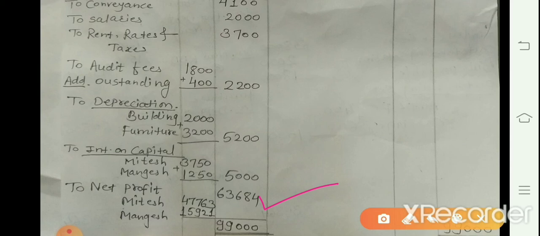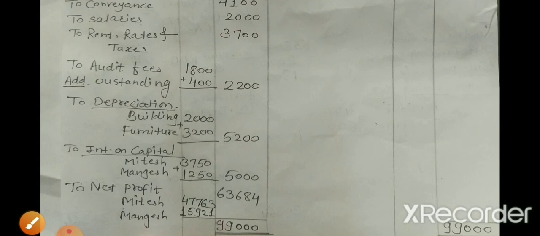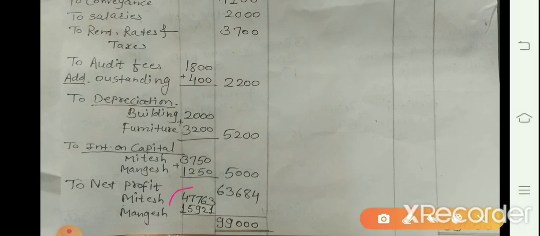We will distribute this net profit to the partners as per profit sharing ratio. It is 3:1. In information number 1, we have been provided with the ratio. So as per this ratio, the distribution will be 3/4 into 63,684, that is 47,763 will be given to Mitesh. Then the remaining 1/4 share will be given to Mangesh, that is 15,921. This is the distribution of net profit.